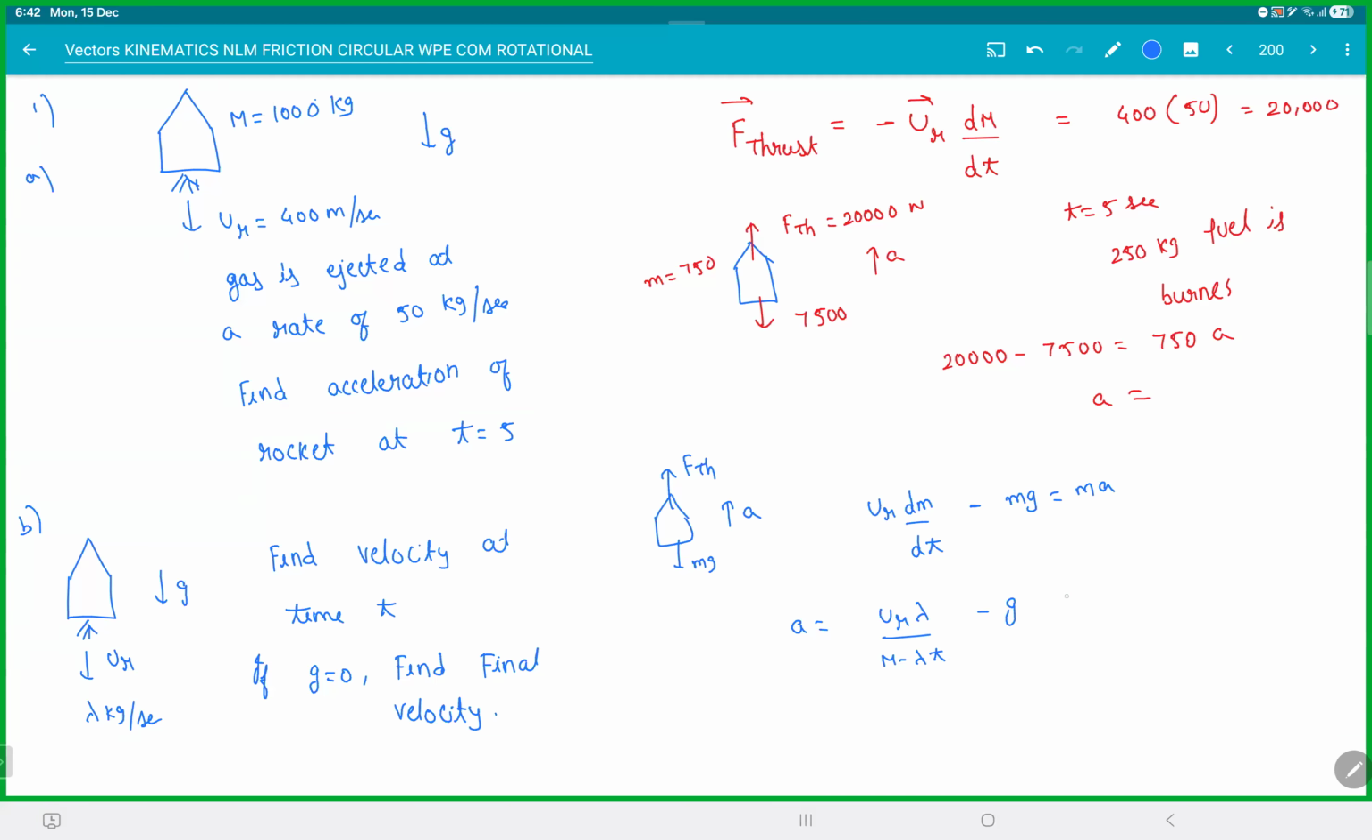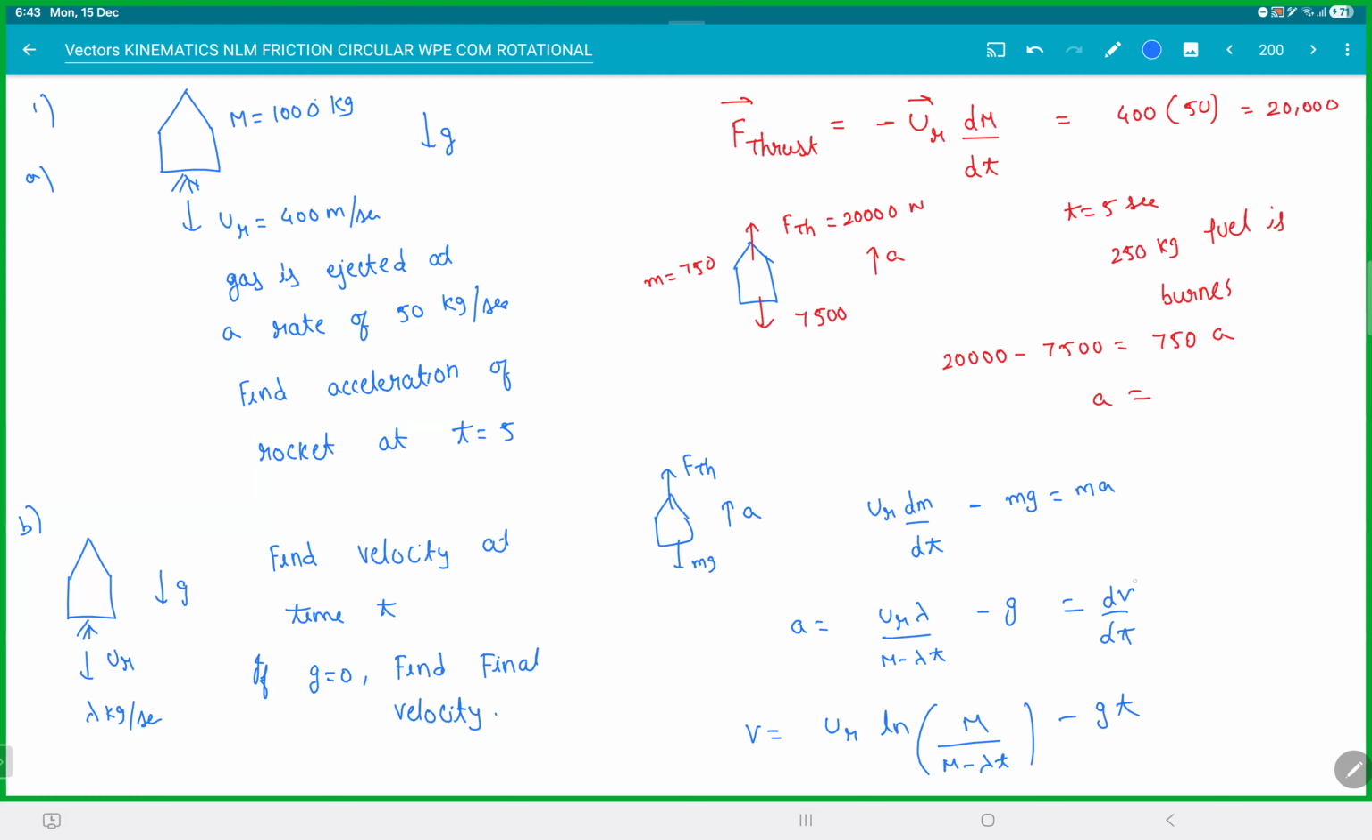And a is nothing but dv by dt. Integrate this. You end up with u relative ln (m by (m minus lambda t)) minus gt. Standard result, you should know this thing. If gravity is 0, then when the fuel gets over, the answer will be ur ln (total mass by final mass). That's your final speed of the rocket. Standard results. Both are standard. You should know how to handle both of them.